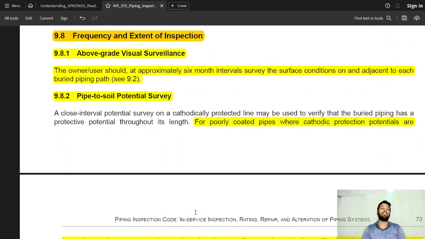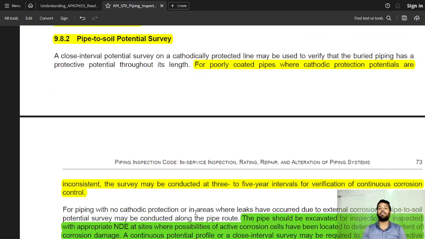Next is frequency and extent of examination. For above ground visual surveillance, the owner user should, at approximately 6 month intervals, survey the surface conditions on and adjacent to the buried piping path. Pipe to soil potential surveys for poorly coated pipes where cathodic protection potentials are inconsistent may be conducted at an interval of 3 to 5 years for verification of continuous corrosion control.